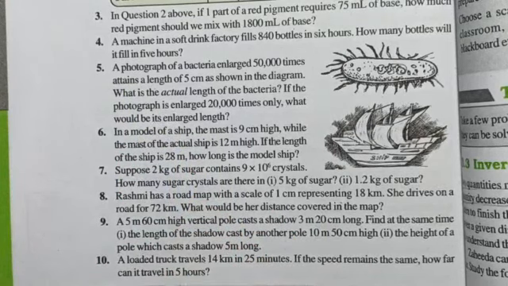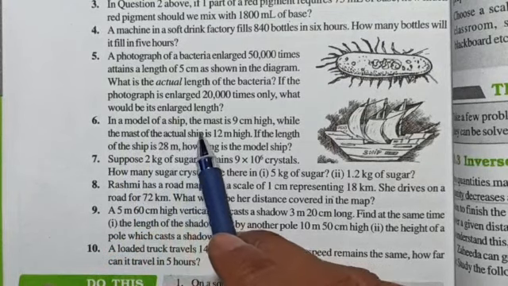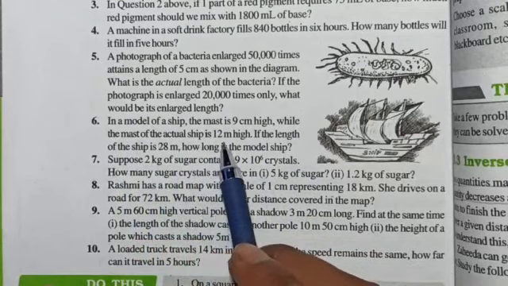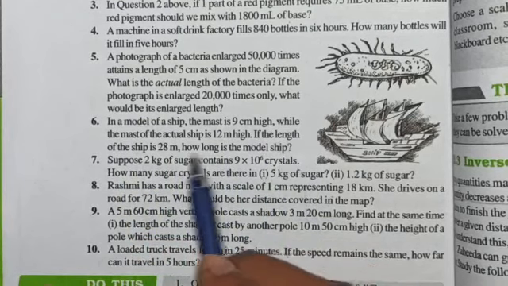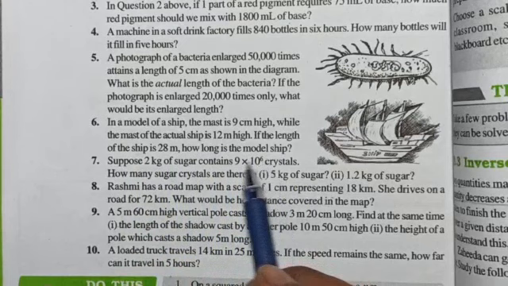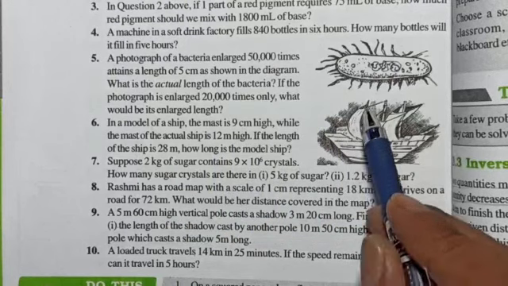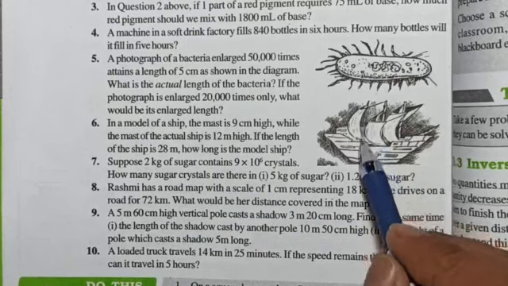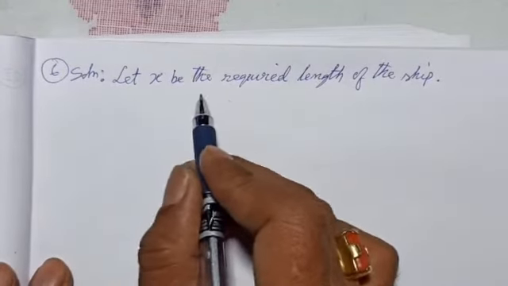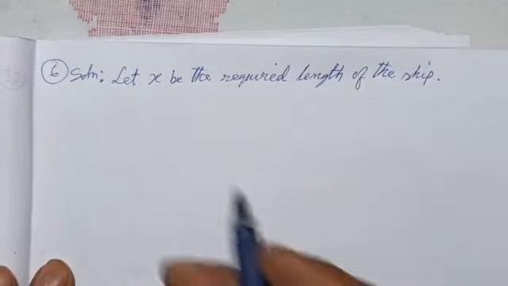Now let's try question number 6. In a model of a ship, the mast is 9 cm high, while the mast of the actual ship is 12 meters high. If the length of the ship is 28 meters, how long is the model ship? Here, this mast means this portion. Now let's try this question. Question number 6 solution. Let X be the required length of the ship. Now let's make a table.